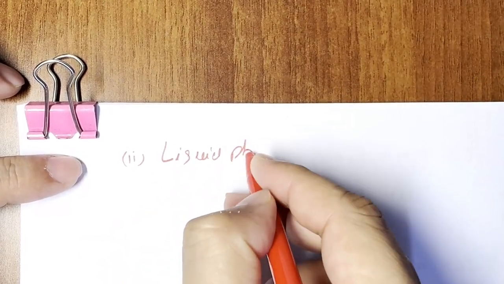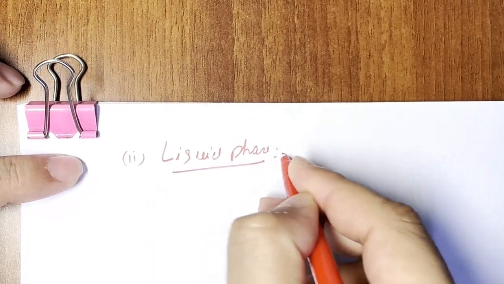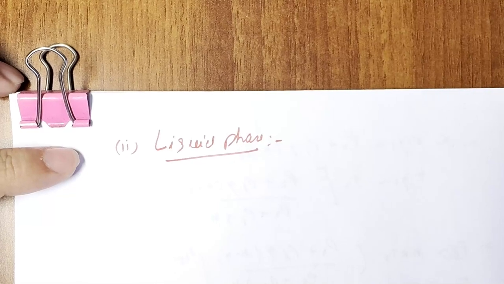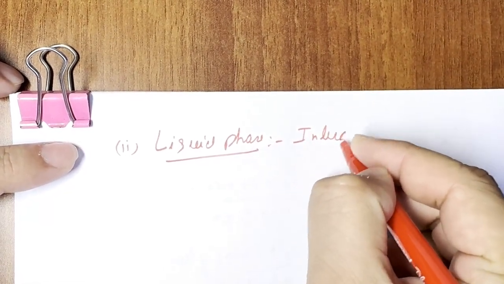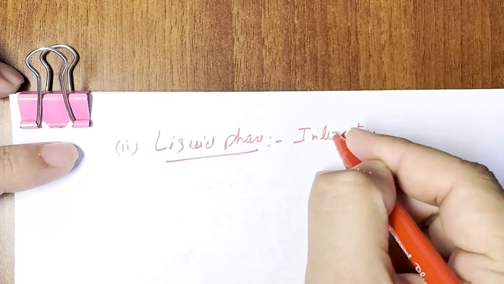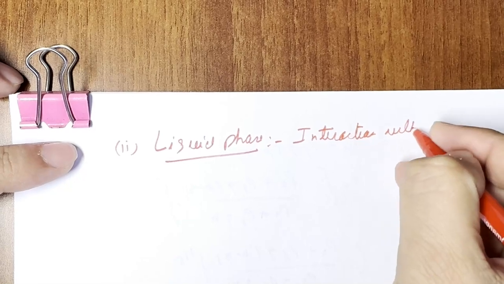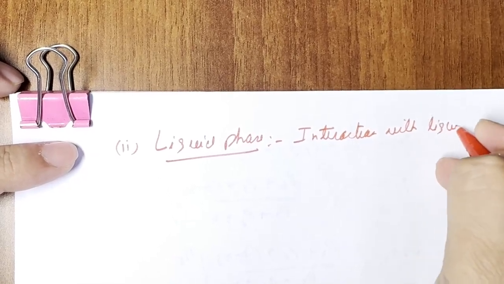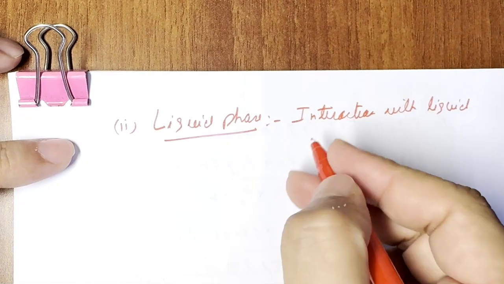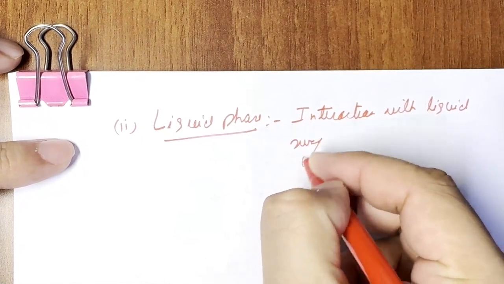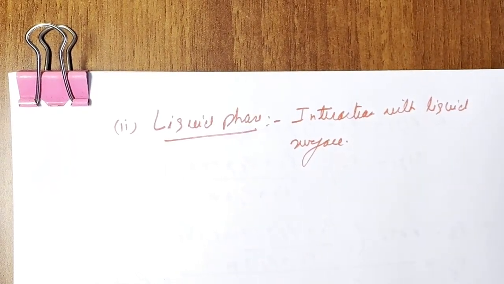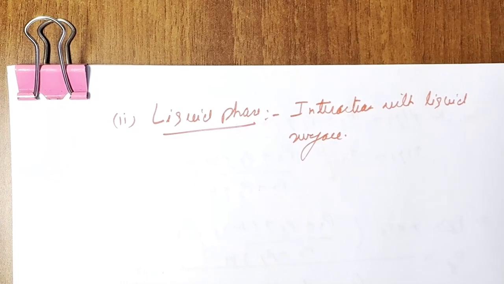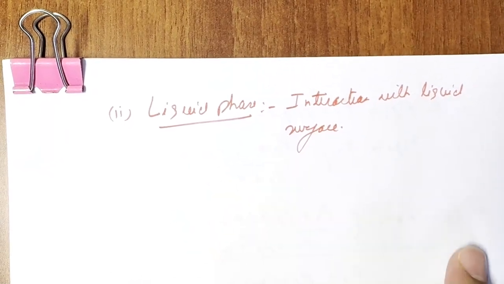Liquid phase, which is basically interaction with liquid surface. So once again, for this liquid phase, the ball is dropped from the same height.